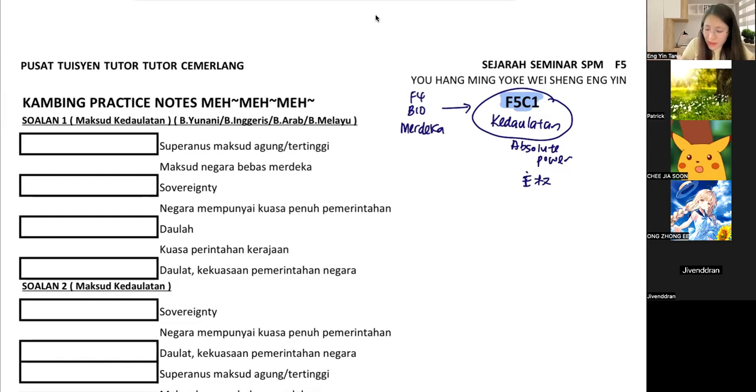Okay, so under this case, guys, keyword number 1, get ready with your highlighter. I'll be using 2 highlighters just to let you know. Keyword number 1 is maksud kedaulatan. Maksud kedaulatan. Okay, maksud kedaulatan. The meaning of the word kedaulatan.